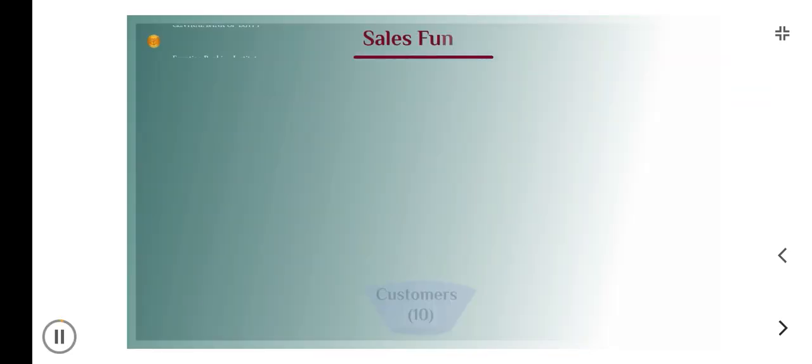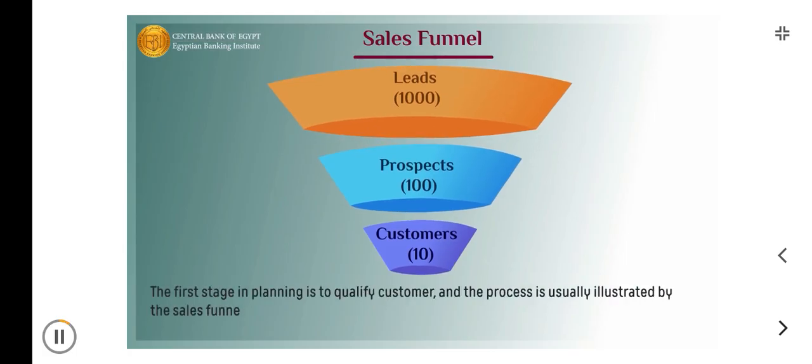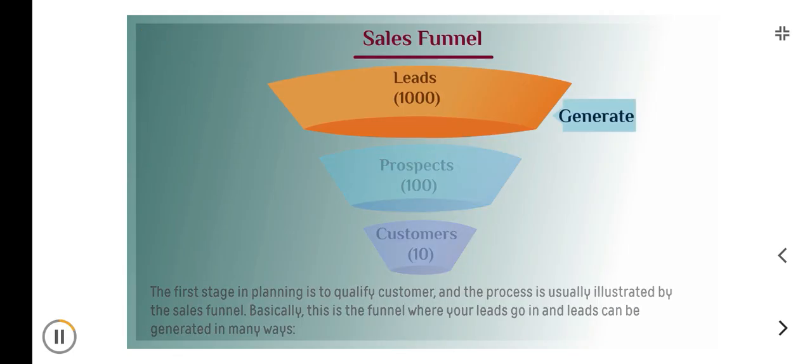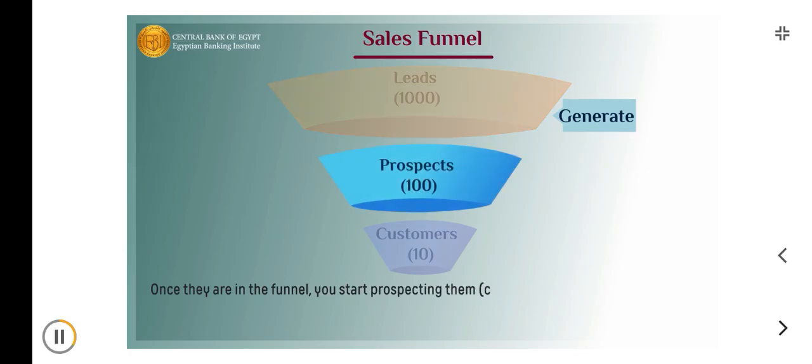The sales funnel. The first stage in planning is to qualify customers, and the process is usually illustrated by the sales funnel. Basically, this is the funnel where your leads go in, and leads can be generated in many ways: through referrals, networking, cold calling, website traffic, and media campaigns. Once they are in the funnel, you start prospecting them, meaning changing them into sales prospects.